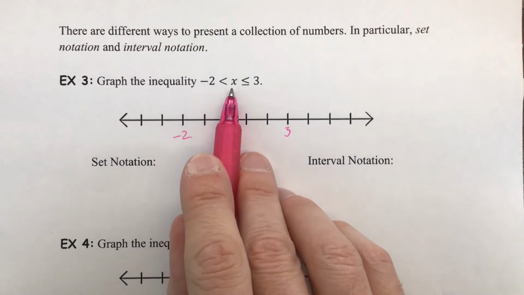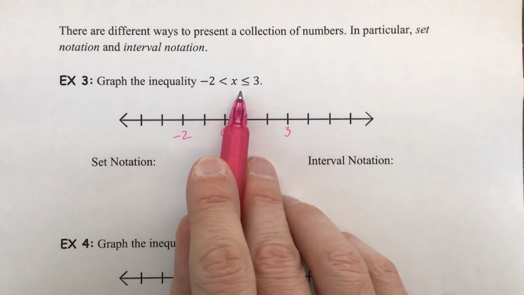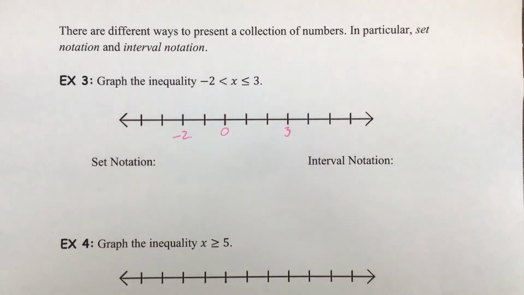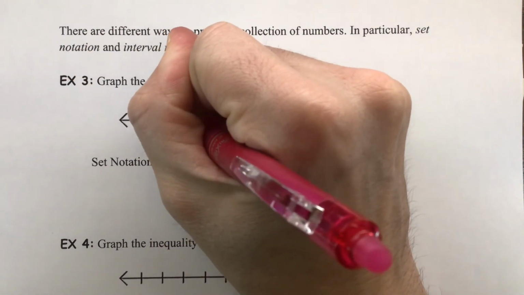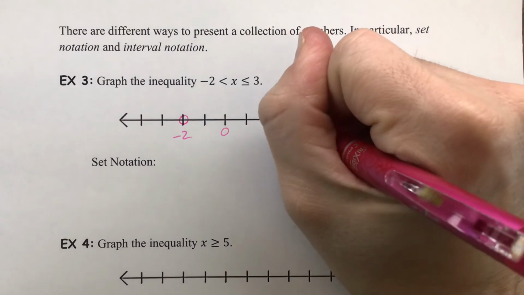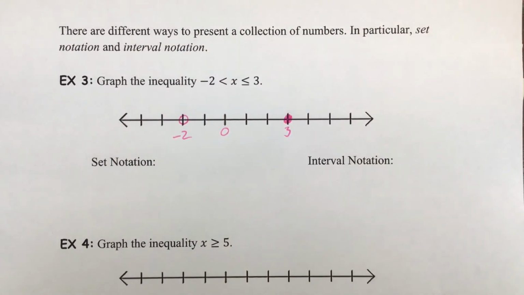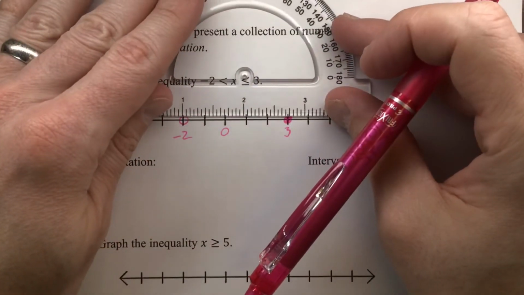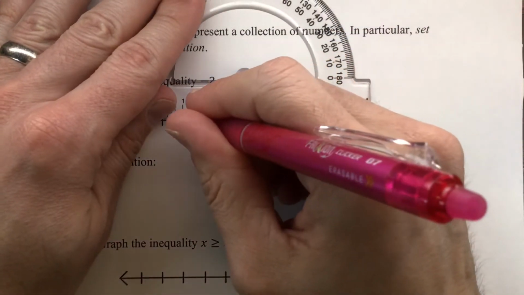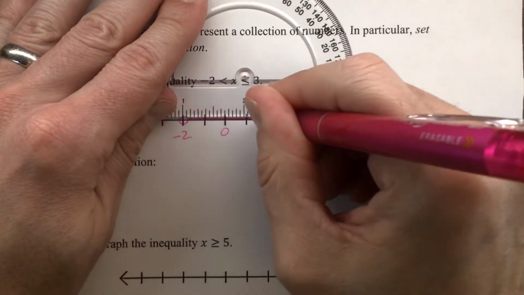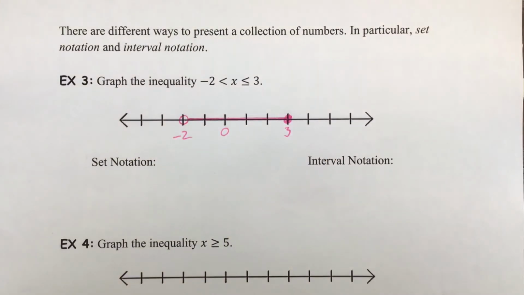So x is going to be all the numbers that sit between these two values. It is going to include 3, but not negative 2. We actually have an open interval over there. So at negative 2, we're going to have an open circle. At 3, you're going to have a closed circle. And then what we're going to do is connect those two together to show that any value that's in here will be part of the set.